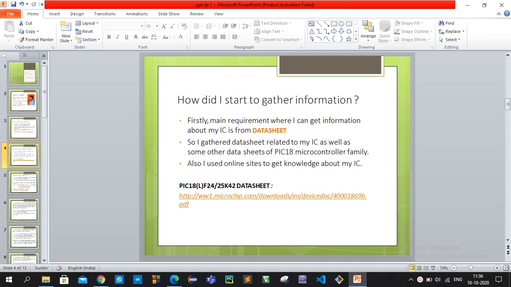Firstly, how did I start to gather information? For any IC, the main requirement to get information about it is its datasheet. So I gathered the datasheet of my IC, and I also used some other online sites to get additional information about my IC. This is the link of my IC's datasheet which I used to answer this assignment.